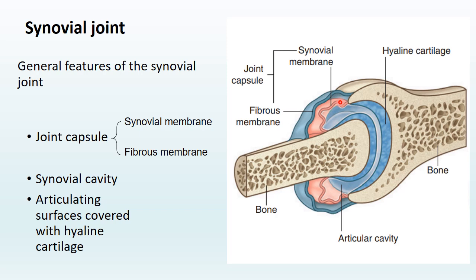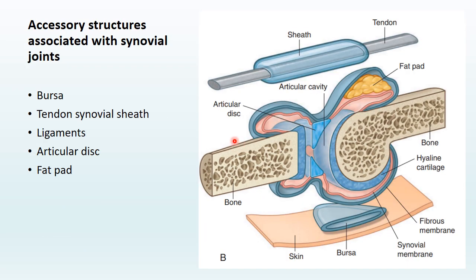The outer layer of the joint capsule is called the fibrous membrane, and this is thicker compared to the synovial membrane. The thicker fibrous membrane is attached to the margin of the articulating surfaces, and it's continuous with the periosteum of the bone. If you remember, periosteum is a fibrous connective tissue covering the external surface of the bone.